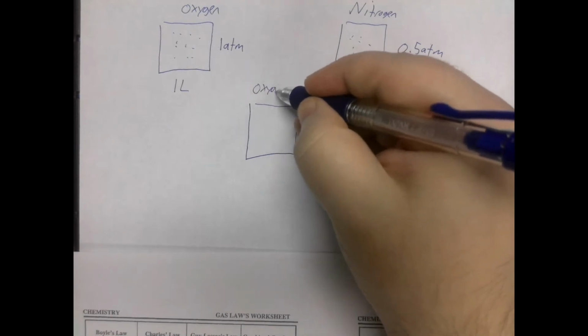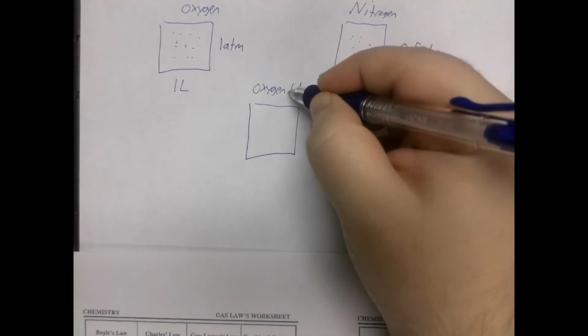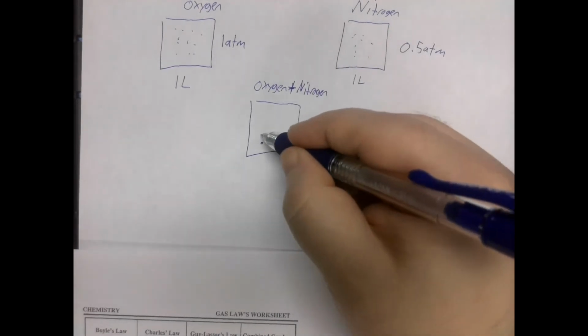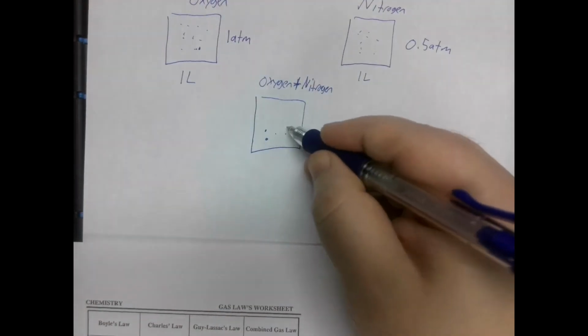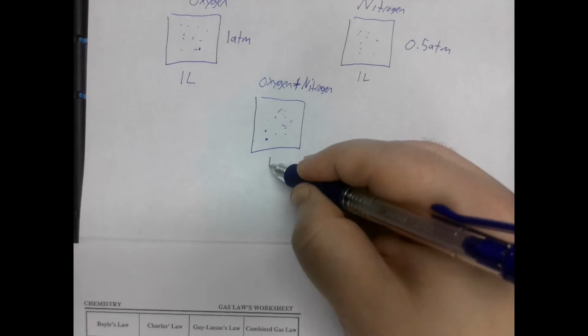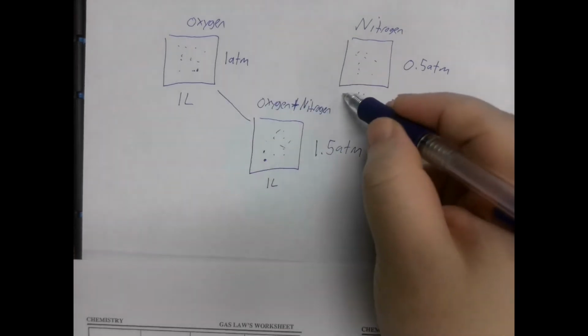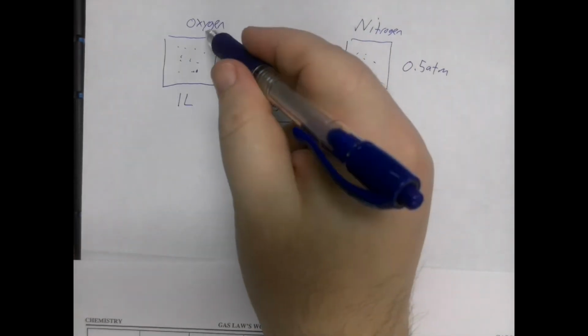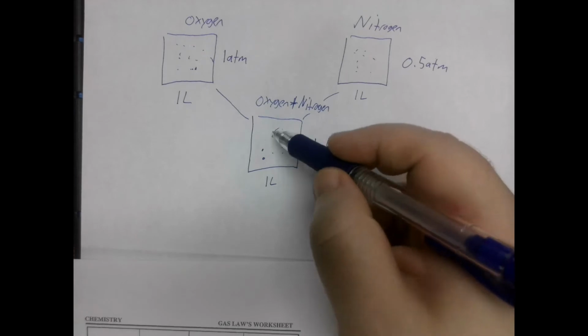so that we have oxygen plus nitrogen, so the same two gases in here, and it's still a 1 liter container, we would have 1.5 atmospheres of pressure. So the pressure of both oxygen and nitrogen is the sum of the individual pressures. That's all it says. The pressure exerted by atoms of oxygen hitting the wall plus the pressure caused by nitrogen atoms hitting the wall sum together to give you your total pressure.